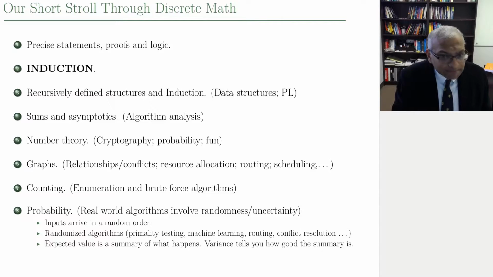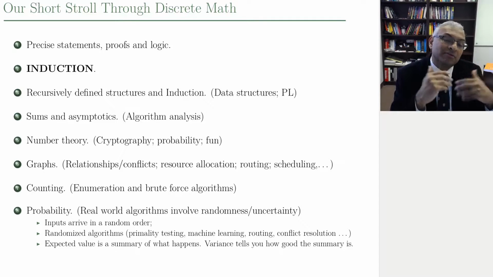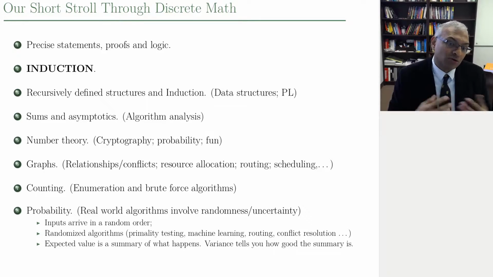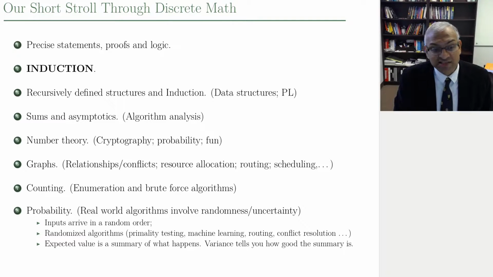We talked about counting and how important counting is to basic analysis of algorithms, and what a beautiful subject counting is in general. In fact, counting is going to play a role in today's lecture. And then we talked about probability. It's a relatively new injection into computer science, but I'll give you some quick pointers to why we study probability. Real-world algorithms involve randomness and uncertainty.